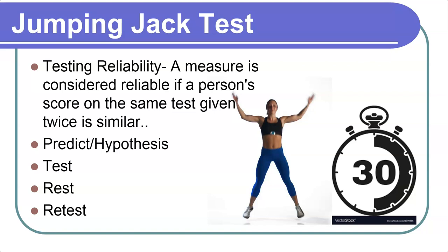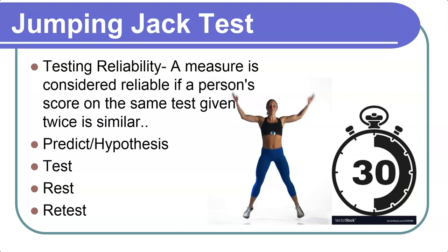So if we were in class together, right now I'd choose a volunteer and we'd do something called the jumping jack test. And this is a physical test just to show the concept of testing reliability. Testing reliability meaning a measure is considered reliable if a person's score on the same test given twice is similar. So say for example I asked you at home there, and I gave you 30 seconds on the clock to stand up and do jumping jacks. And let's say I predict or I hypothesize that in 30 seconds you can do 50 jumping jacks.